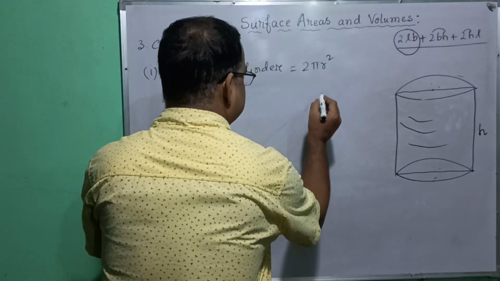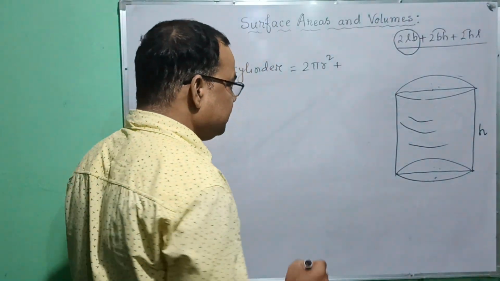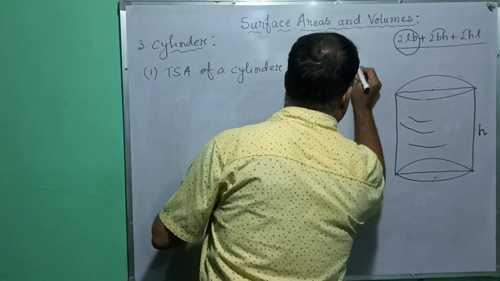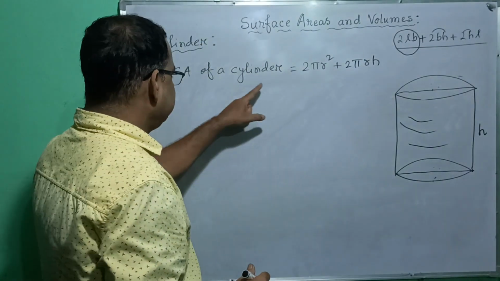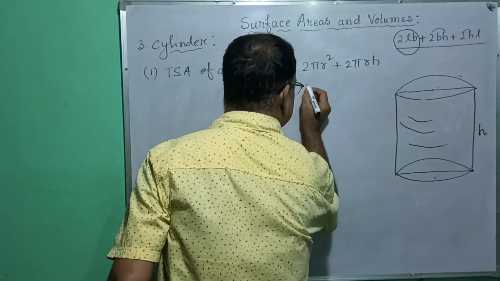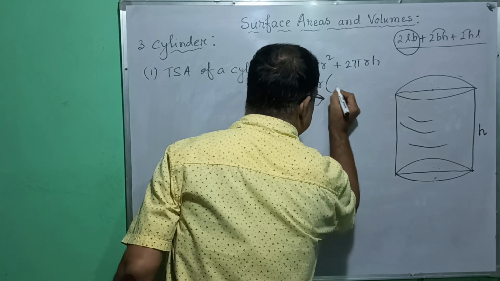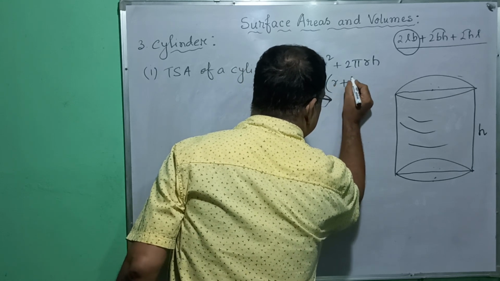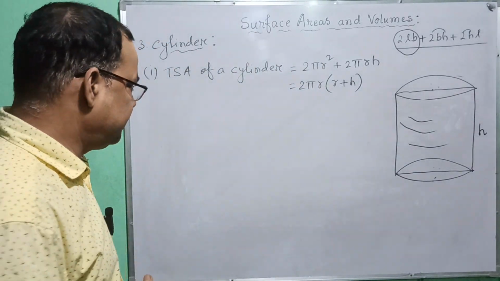So the curved surface area, we'll add it here. What is the curved surface area? It is 2 pi r h. So this is the total surface area. Now from here, if we take common 2 pi r, then we'll get r plus h. So this is the formula of the total surface area of a cylinder.